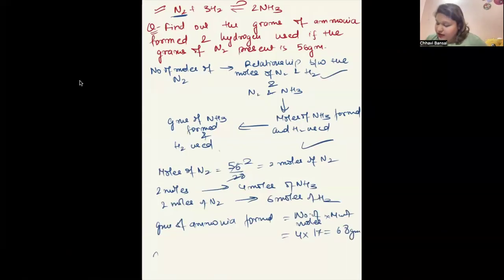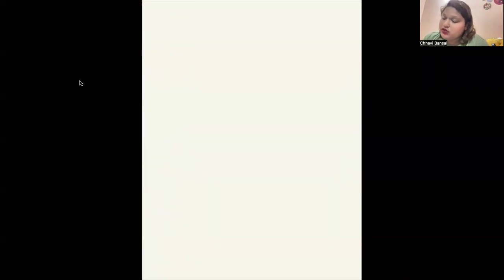Okay. Same way, grams of H2 used. How many moles? 6 moles multiplied by 2, which will give you 12 grams. So 12 grams of hydrogen will be used if 56 grams of nitrogen is present to form 68 grams of ammonia. Clear? Any doubt? No, right? Easy. Next type of question.